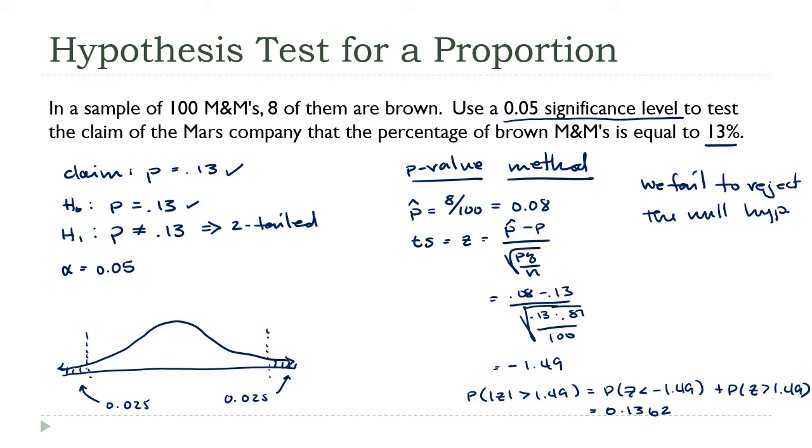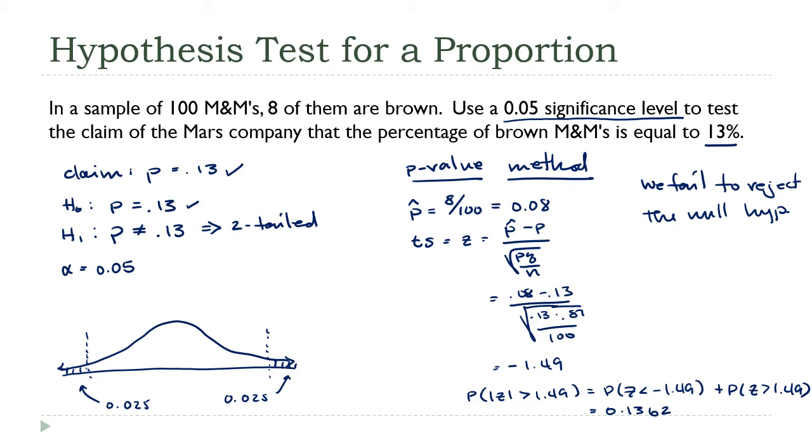So, in other words, we fail to reject the null hypothesis that 13% of the M&Ms are brown, which means, again, in terms of the claim, in plain English, there is no evidence to assume that M&M Mars is incorrect in claiming that 13% of the M&Ms in a bag are brown.